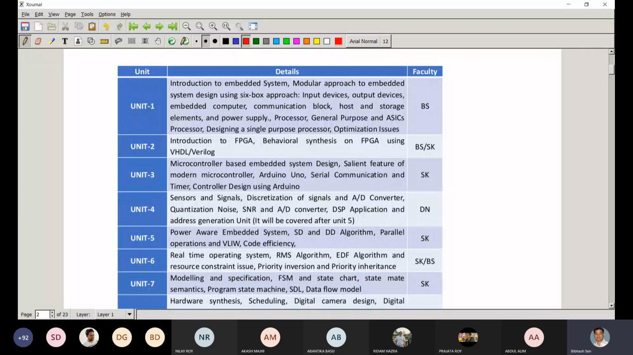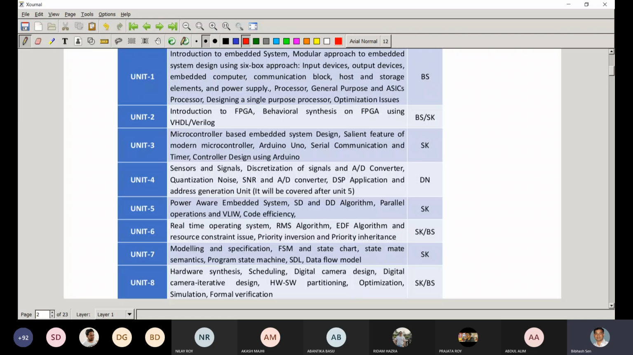So this is our up-to-date syllabus, which we have to follow from the very beginning of the classes. First is the introduction to embedded systems, the first chapter, which I will teach entirely: modular approach to embedded systems, all these things. From unit one you will get the idea of the embedded system and the basic difference between embedded systems and others. After that we will go for processors: general purpose processors, ASICs (application specific integrated circuits), different architectures, and particularly designing single purpose processors. That is a very important purpose. This time we will design a processor itself, very important issues, and finally some optimization.